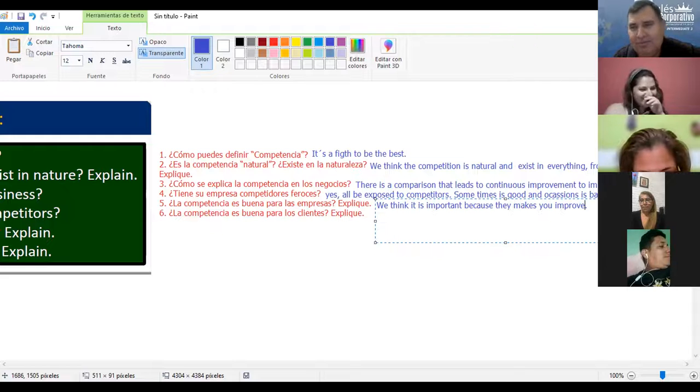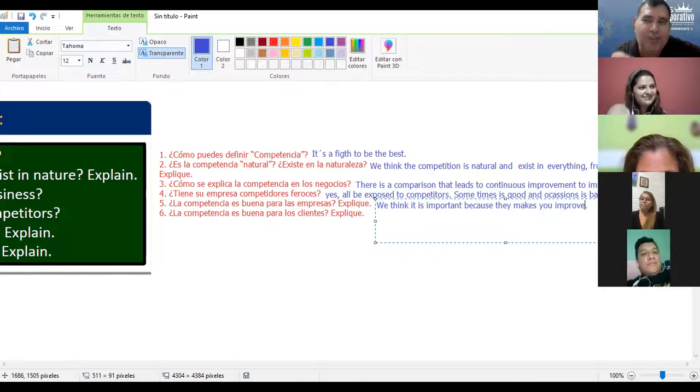Think. Okay. And little by little, okay, the words will be more natural if you think in English. But if you start thinking Spanish.